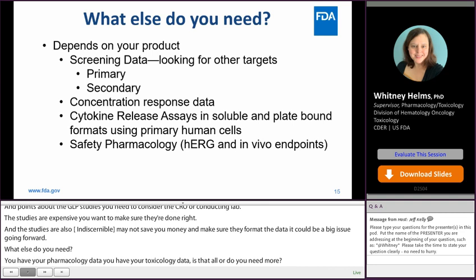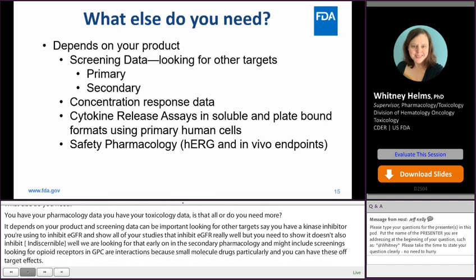Another thing that we like to see is concentration response data. So for an IC50, you need more than one concentration that you've used. A xenograft study that only has one dose studied is maybe less valuable than a xenograft study that has a couple of doses, so that you can see if there's a difference in the response.